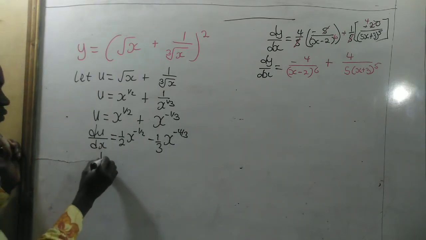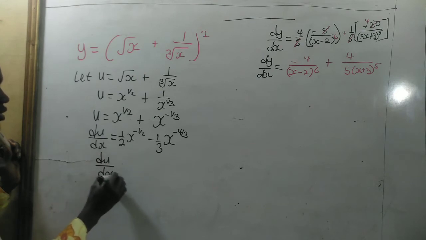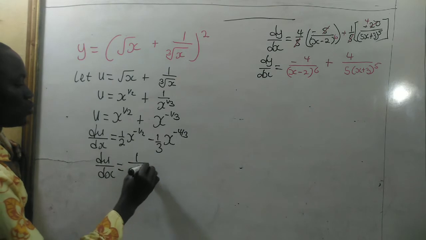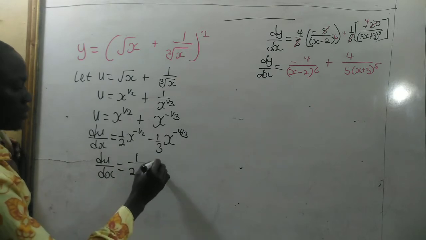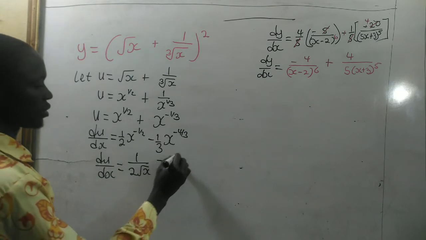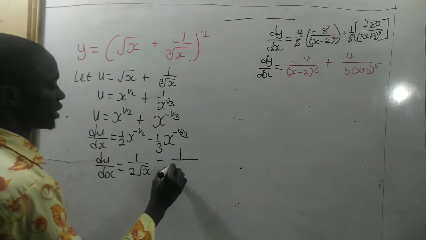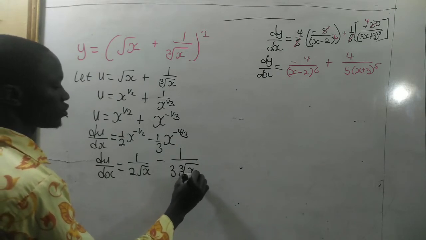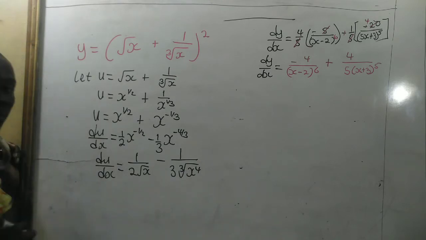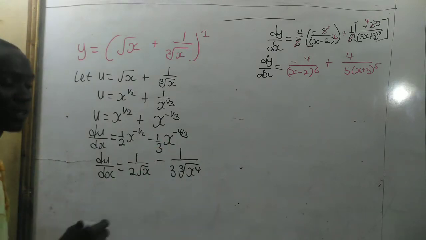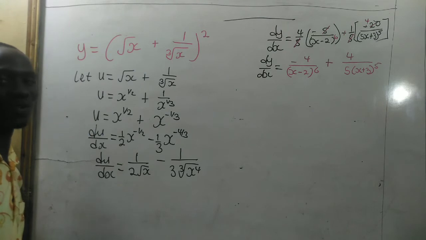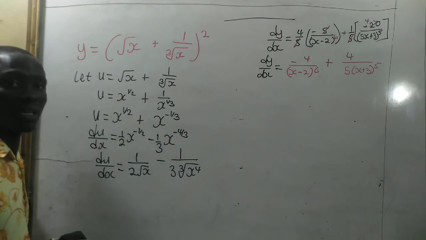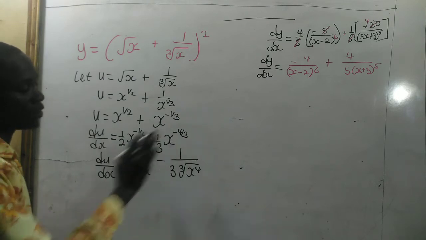So here we have du on dx to be equal to 1 divided by 2 root x minus 1 divided by 3 times the cube root of x to the power 4. How do we do this? Let's do that one. Please watch lesson 1. It is very, very important. It will help you to understand all these, how we simplify all these expressions.